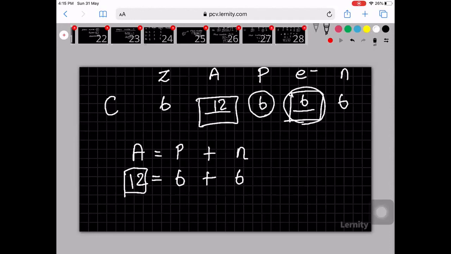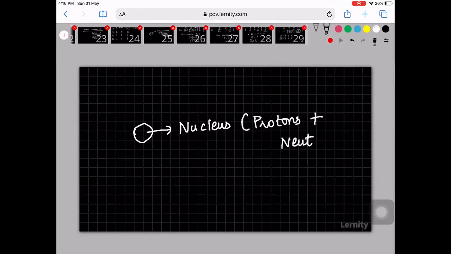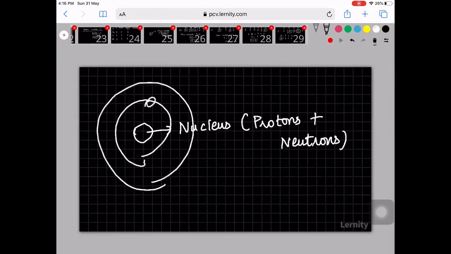Now, I'm going to repeat it again. Whatever I said to you so far, I'm just going to summarize and I'll ask you a few more questions again. Okay? So the first thing that I told you is an atom contains a nucleus in the center. Inside the nucleus, you have protons and neutrons. Surrounding the nucleus, you have electrons. This is what we have seen.